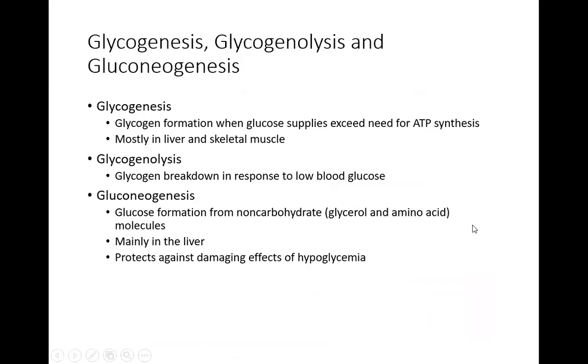Now, last terms here. Glycogenesis, the creation of glycogen when we have too much glucose. We store this in the liver and in muscle. Glycogenolysis, the breakdown of glycogen to get glucose when we're low in glucose. And gluconeogenesis, the creation of new glucose. Genesis means creation, neo means new, the creation of new glucose from fats and from proteins when we desperately need glucose.